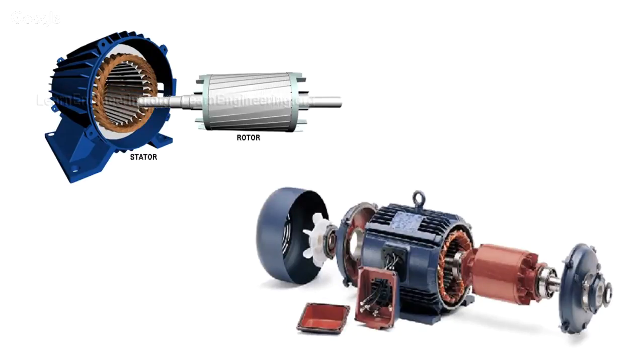So this is the structure of an AC motor. It has a stator. Stator is the stationary part of the motor, and this is the rotor. Rotor is the rotating part of the motor.